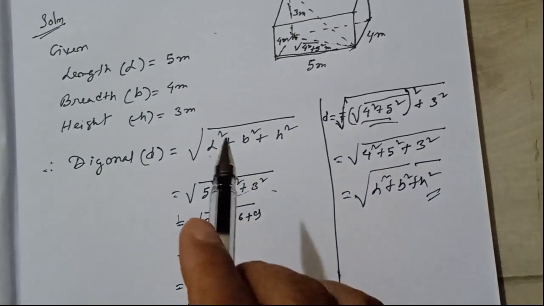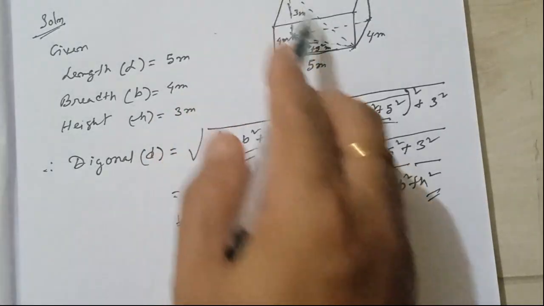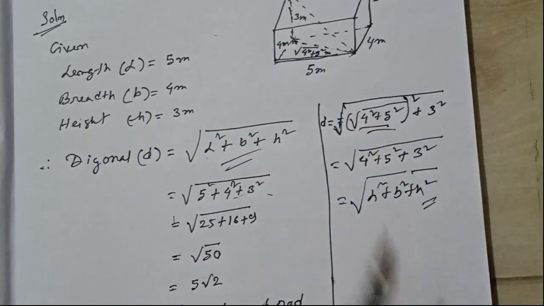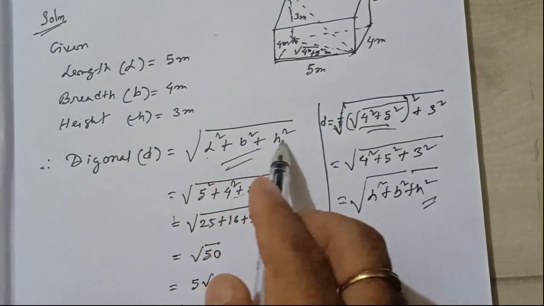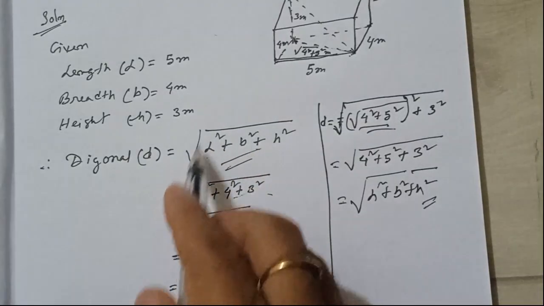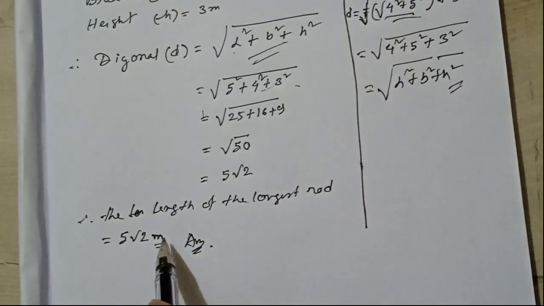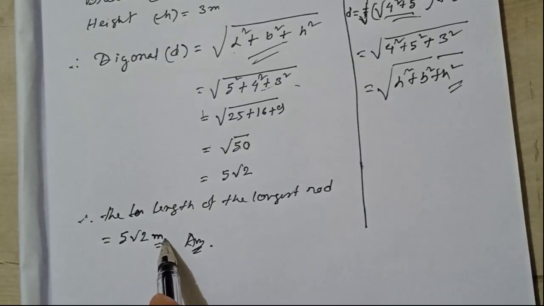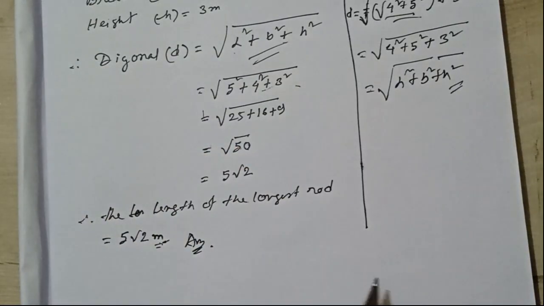And remember the formula: the value of a diagonal is found by squaring the length, breadth and height, adding them and taking the square root like this. And don't forget to use the unit. This is important. Okay, otherwise the solution may not be accepted.